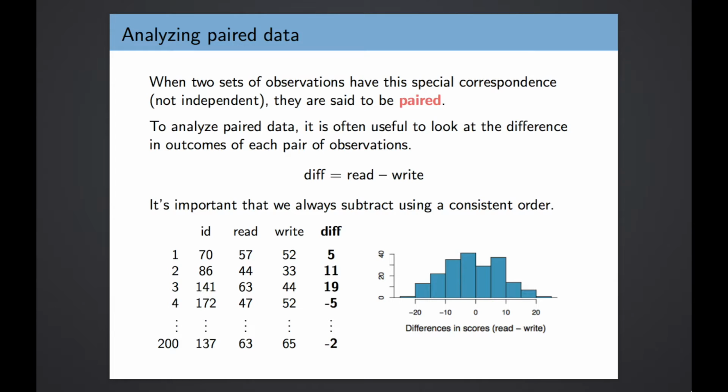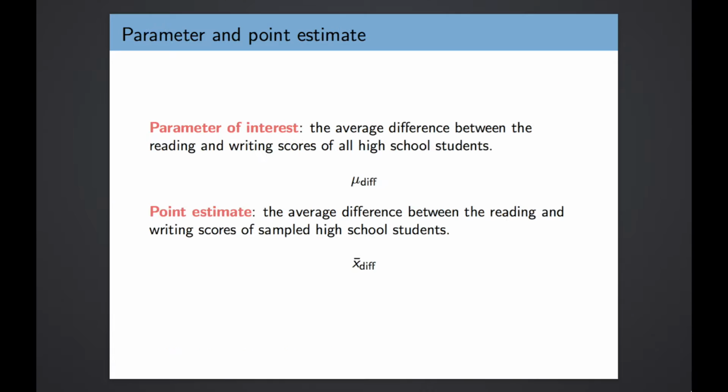So here's what this data would look like. We have the new difference variable off to the right. The first entry in that difference column is 5, which is the reading score 57 minus the writing score 52 for observation 1. So 57 minus 52 is equal to 5, and we're going to do that for each of our 200 observations. To the right of this data table is a plot of the difference in scores for our students.